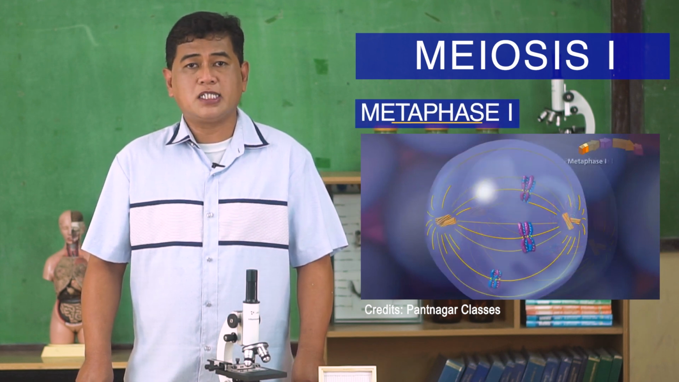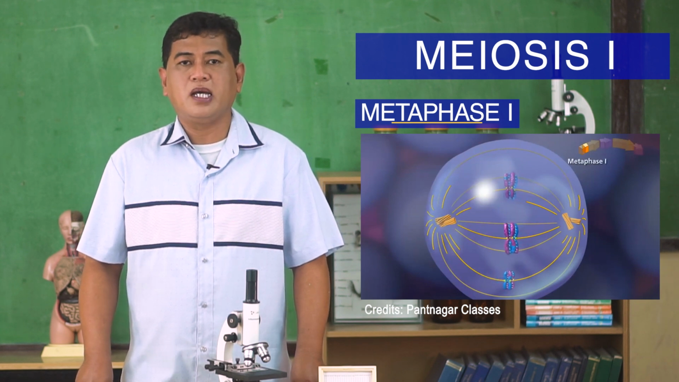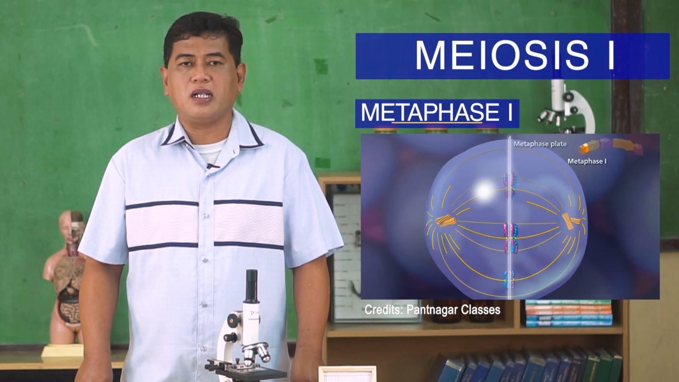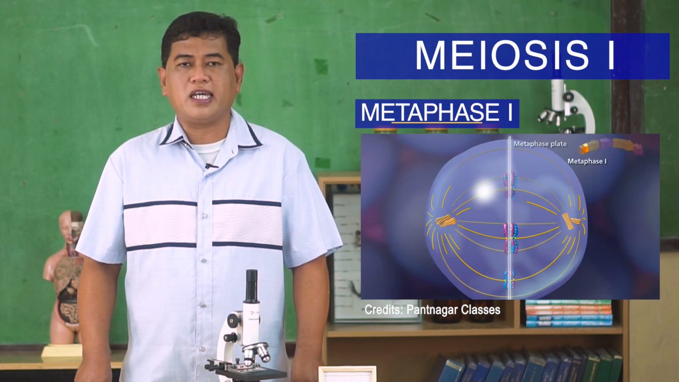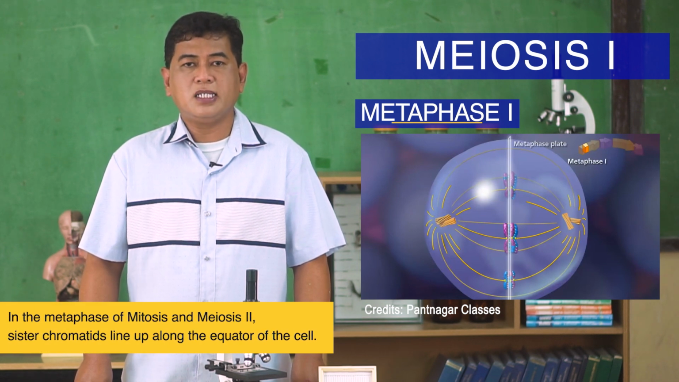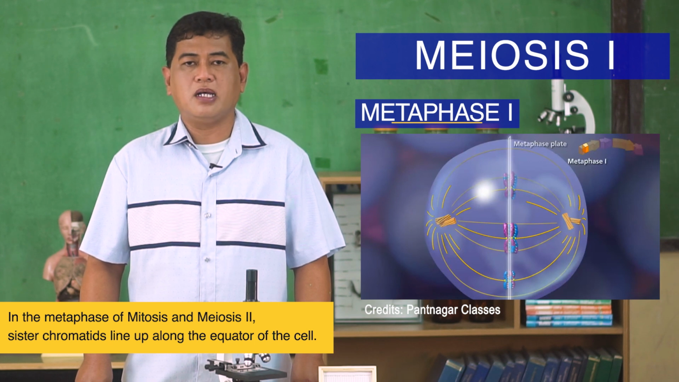Metaphase 1, spindle fibers attach to the paired homologous chromosomes. The paired chromosomes line up along the equator of the cell. This occurs only in metaphase 1. In metaphase of mitosis and meiosis 2, sister chromatids line up along the equator of the cell.